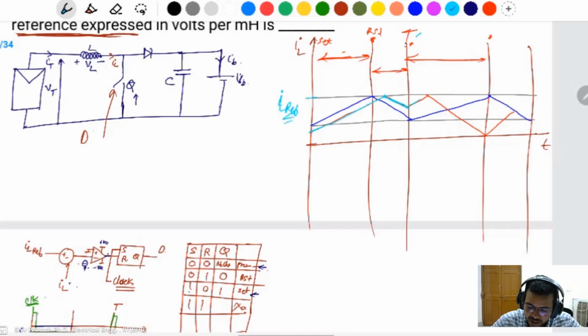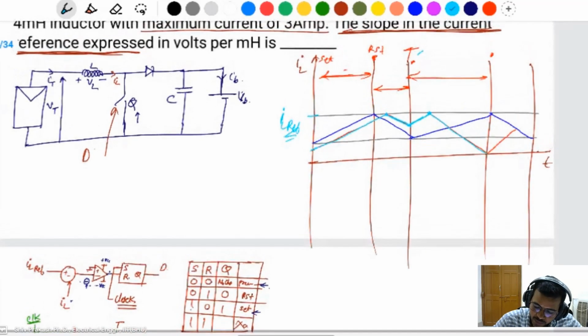Then the duty cycle increases, and sometimes after a very few milliseconds, this will reach the IL reference also, and at that time the reset value is on, then the duty cycle is 0 here only. In that case it will follow the same path till the next reset does not come. That's why this difference will be increased more and more.